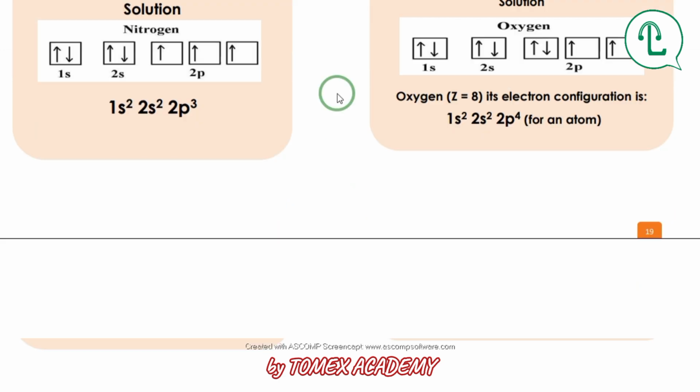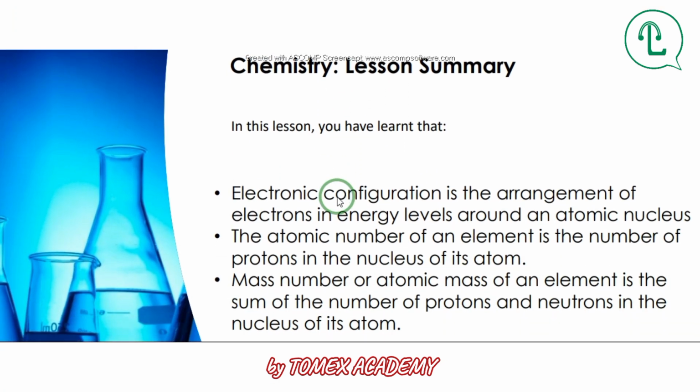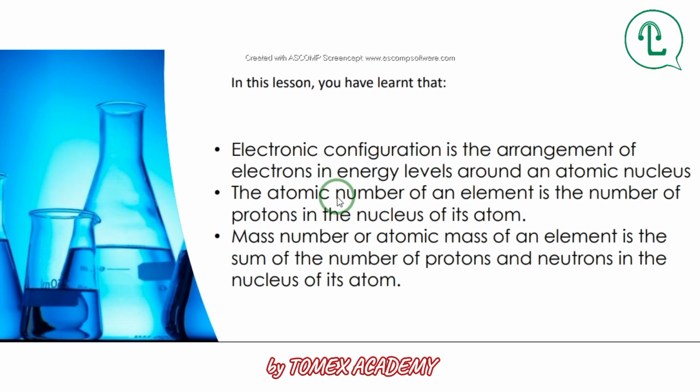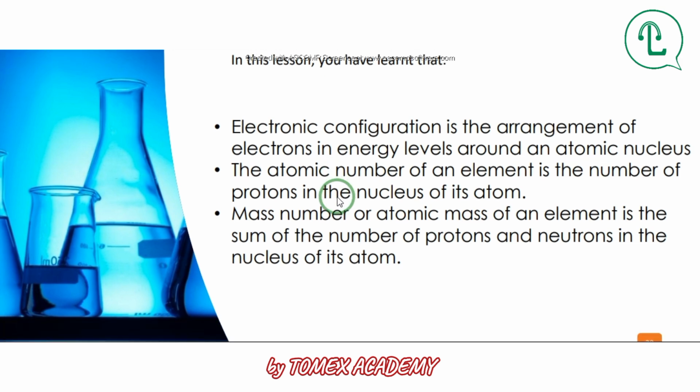So we have come to the end of today's lesson. In this lesson, you have learned that electronic configuration is the arrangement of electrons in energy levels around an atomic nucleus. The atomic number of an element is the number of protons in the nucleus of its atom, while the mass number or atomic mass of an element is the sum of the number of protons and neutrons in the nucleus of its atom.